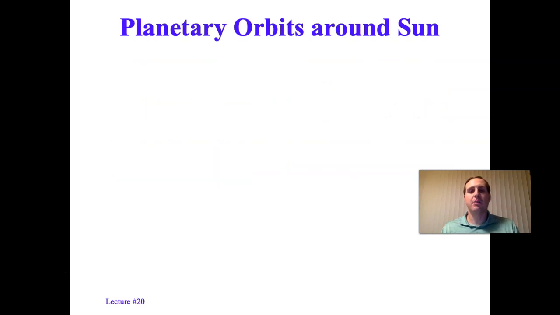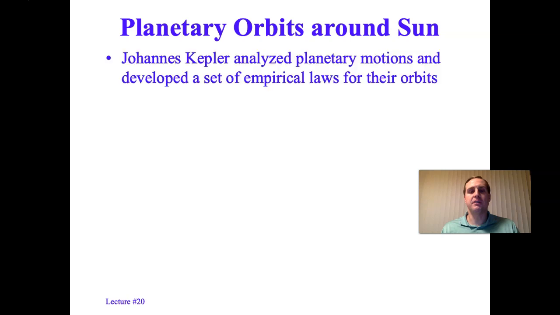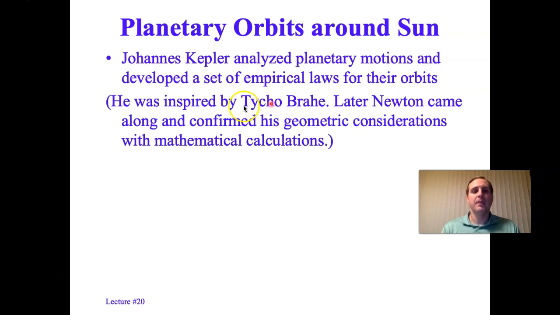So now let's talk about planetary orbits around the sun. It was Johannes Kepler that analyzed planetary motions and developed a set of empirical laws for their orbits. Now these empirical laws are geometric, and Sir Isaac Newton was able to come along and verify these mathematically using calculus. Now Kepler was inspired by, I think in America we usually say Tycho Brahe.